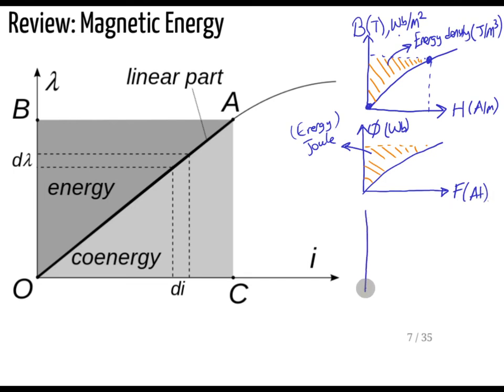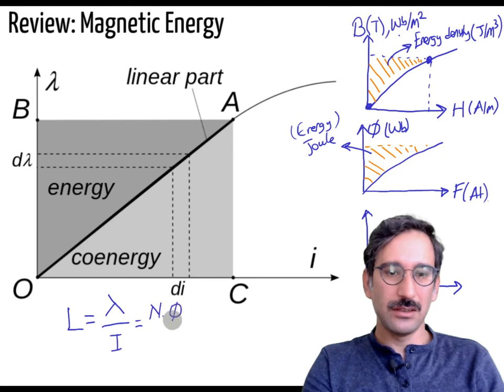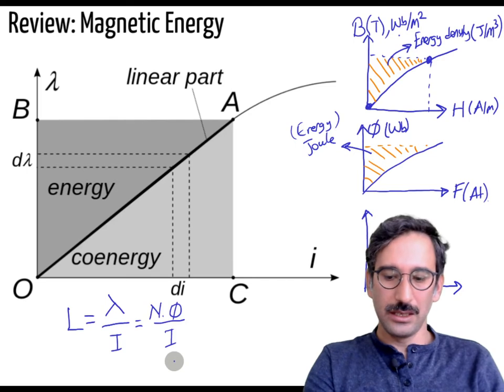Then, remember again, this is a review, and if there are any points that are not clear to you, please go to your first semester lectures. The definition of the inductance, what was it? It was the flux linkage per current. If you have an n turns inductor, it can be written as n times phi divided by current, right?